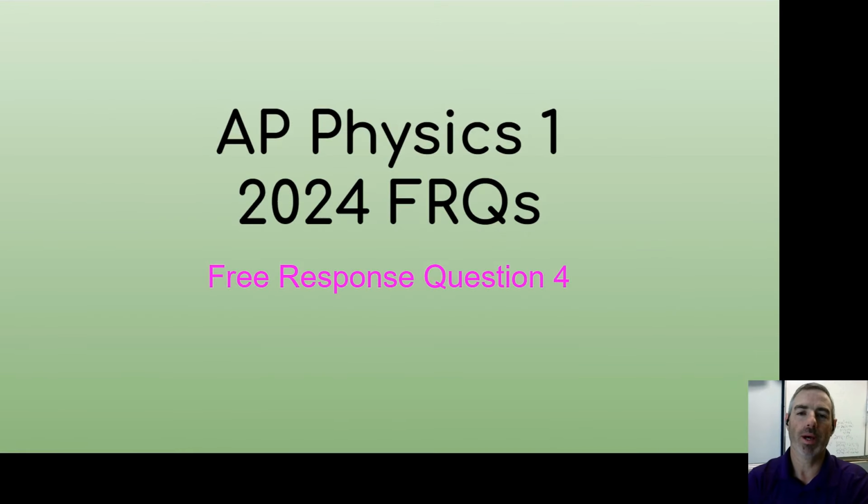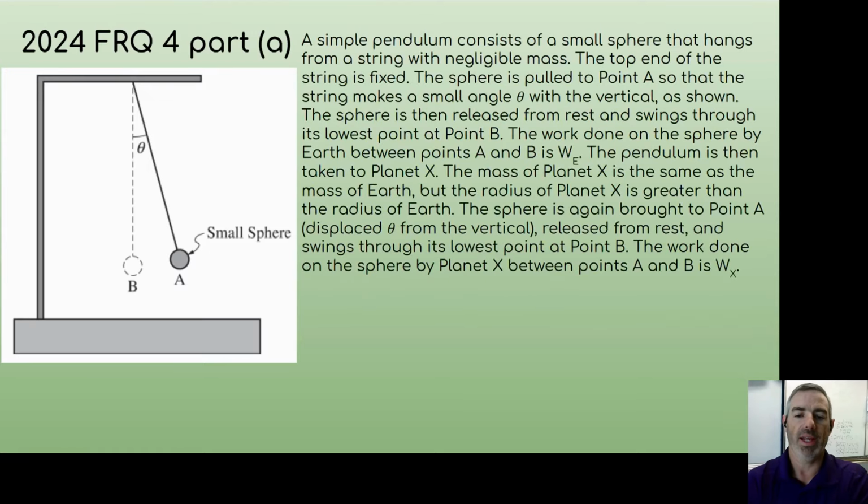So in this video, we're going to talk about the AP Physics 1 2024 FRQs. This is free response question 4, the paragraph length response. We're given that a small sphere at position A is pulled back to a small angle, and the reason this is important is the small angle approximation, which means the period of a pendulum equation works. As the angle gets larger, the period of the pendulum equation breaks down.